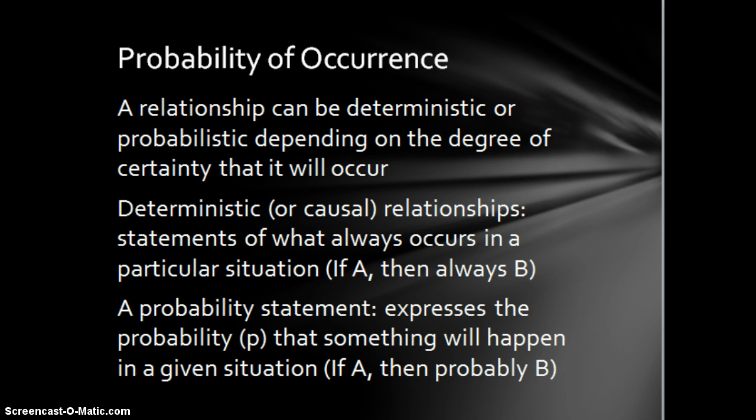A relationship can be deterministic or probabilistic depending on the degree of certainty that it will occur. Causal relationships are statements of what always occurs in a particular situation. If A, then always B. A probability statement expresses the probability, which is the P statement, that something will happen in a given situation.